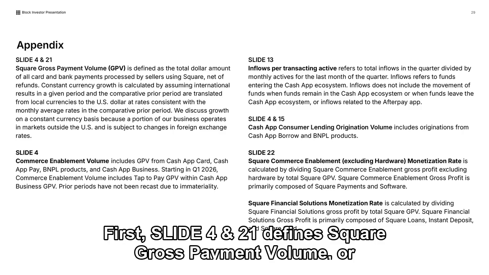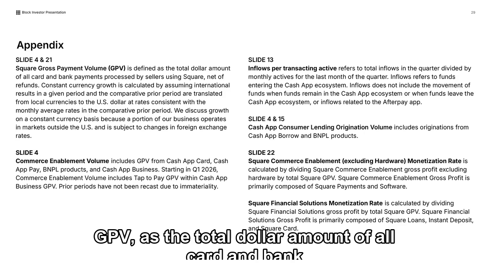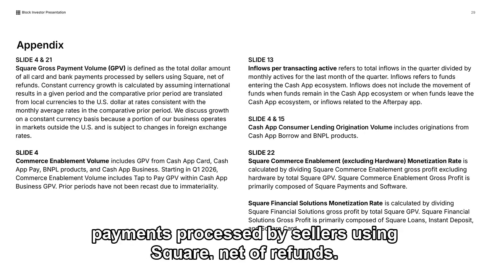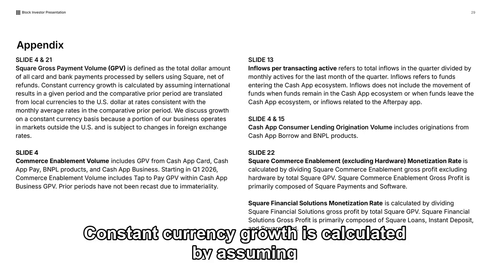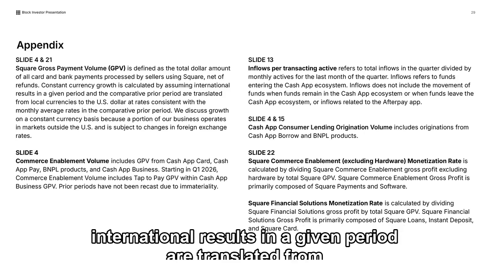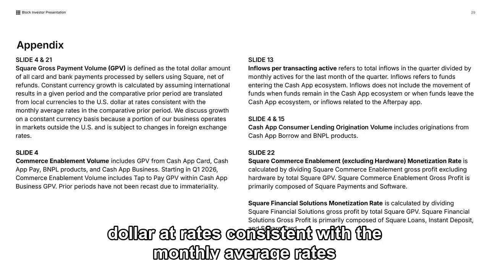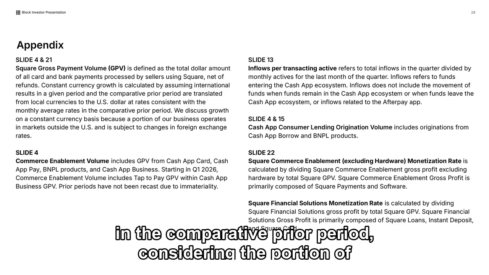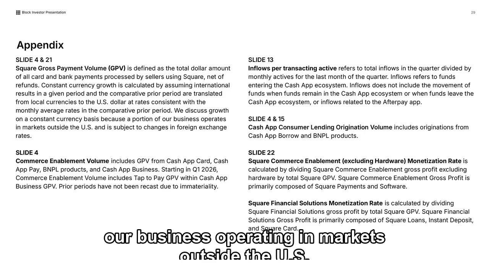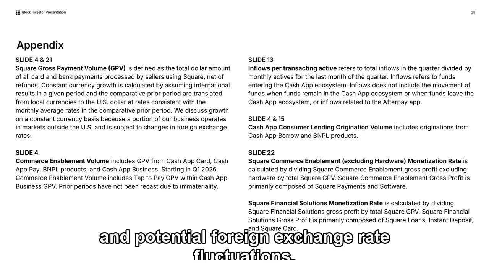First, slide 4 and 21 defines Square Gross Payment Volume, or GPV, as the total dollar amount of all card and bank payments processed by sellers using Square, net of refunds. Constant currency growth is calculated by assuming international results in a given period are translated from local currencies to the US dollar at rates consistent with the monthly average rates in the comparative prior period, considering the portion of our business operating in markets outside the US, and potential foreign exchange rate fluctuations.